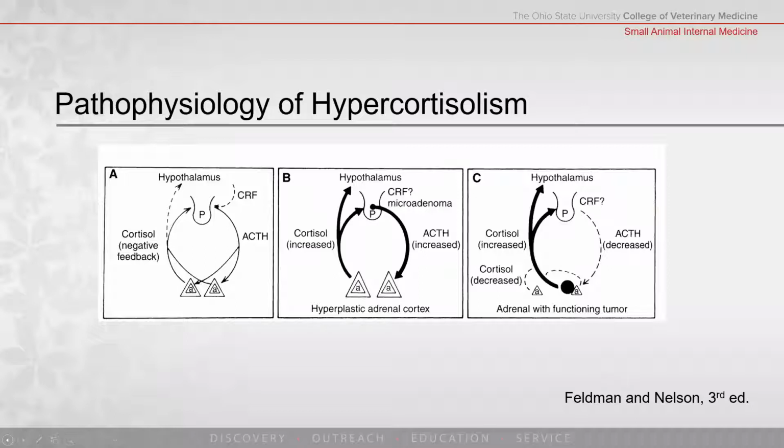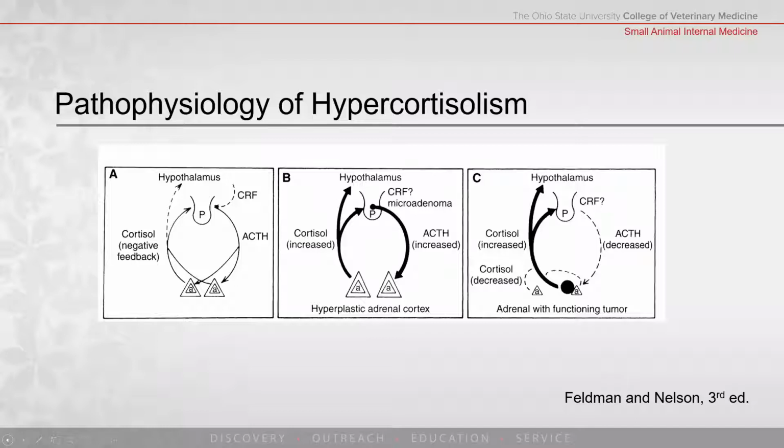Now, these are microadenomas. They're very small, but they're still pretty powerful. And they don't care that all that cortisol is running around the body telling it to turn off because, you know, microadenoma don't care. So that's the most common type of hypercortisolism that we see.